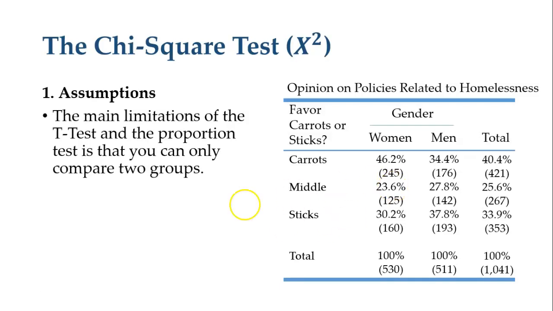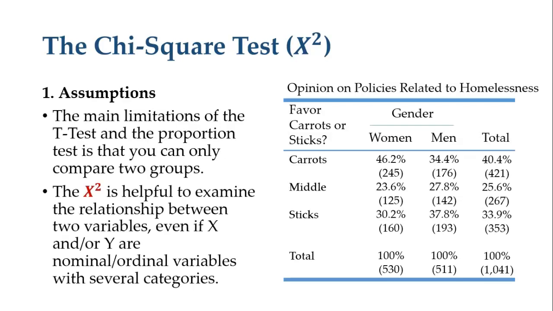Look at this example. For instance, we want to see the relationship between gender and support for policies related with homelessness. You can see here, this is an ordinal variable that goes from carrots to sticks, like more strict kinds of measures to control homelessness. Okay, so the chi-square test helps you to see the independence between these two variables, and for that reason it's very powerful when you have cross tabulations and this kind of categorical variables.